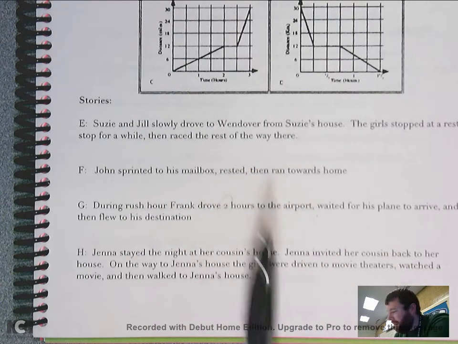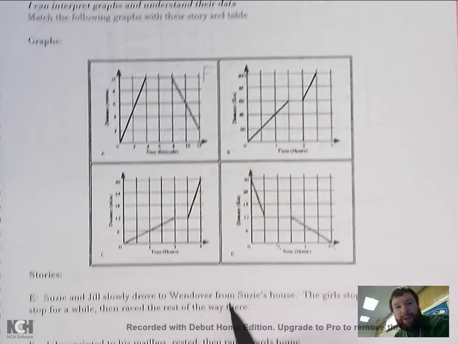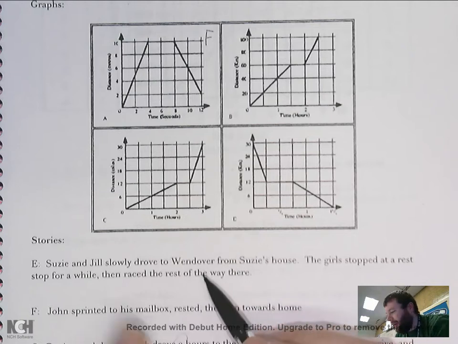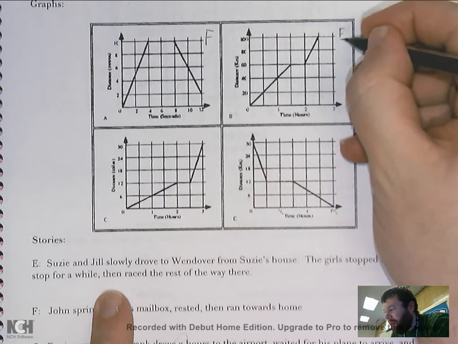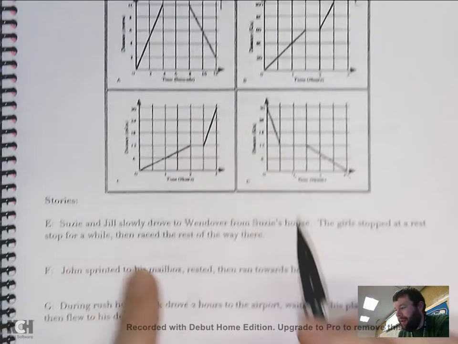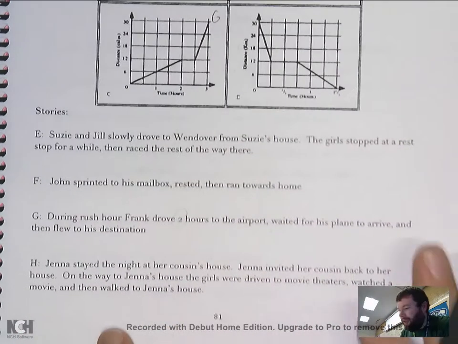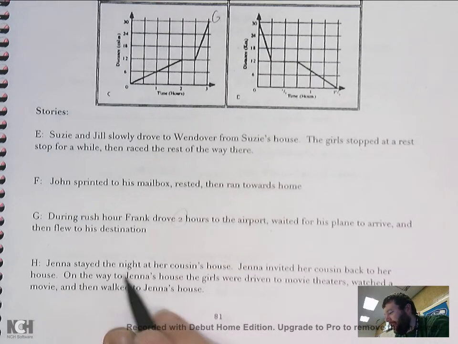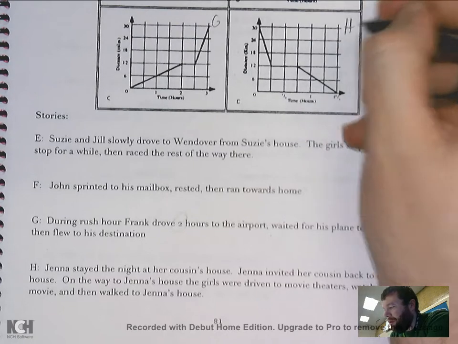So this one, just right off the bat, I know it can't be it because it would have to start somewhere other than 0. So it comes down to these two, the one that drove to Wendover and the one that drove to the airport. And it would have to be the one that drove to Wendover because they stopped at 1.5 hours, not 2. So E would match with this one, and that means G would match with this one, which means H, Jenna stayed the night at her cousin's house. Jenna invited her cousin back to her house. On the way back to Jenna's house, the girls were driven to the movie theater, watched a movie, and then walked to Jenna's house. So, yep, that matches with H.